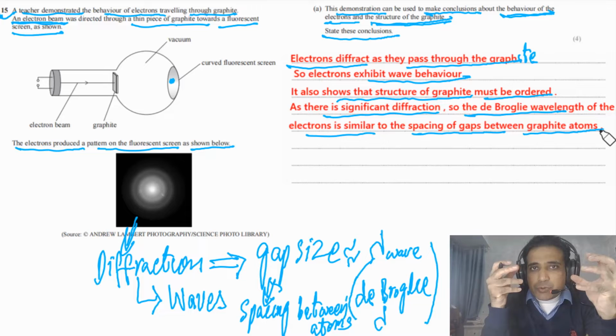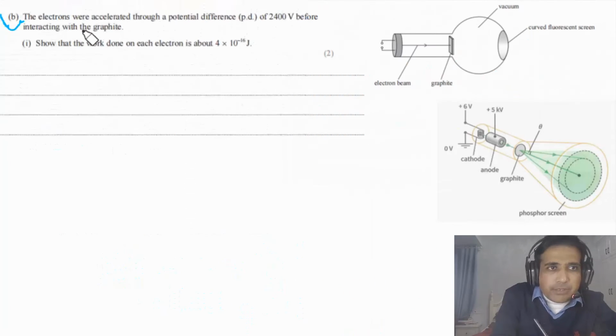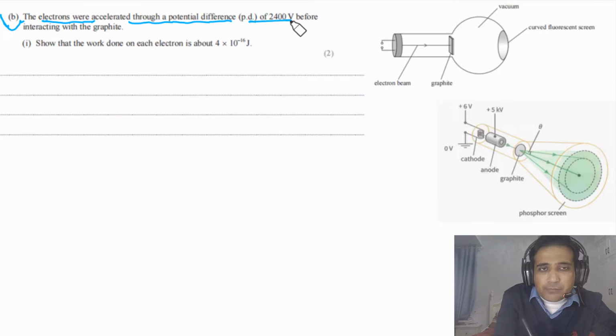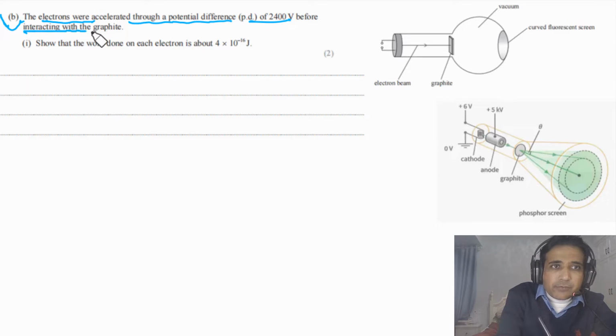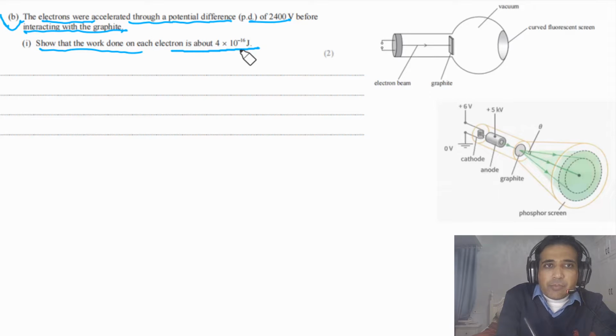You need to develop your understanding of how to approach a question step by step when you look at it. Part B says the electrons were accelerated through a potential difference of 2400 volts before interacting with the graphite. Show that the work done on each electron is about 4 times 10 to minus 16 joules.